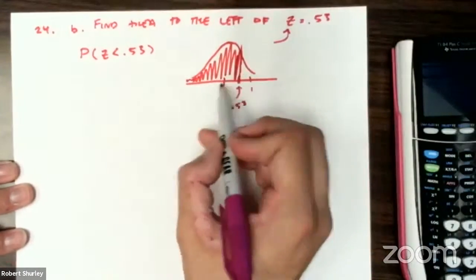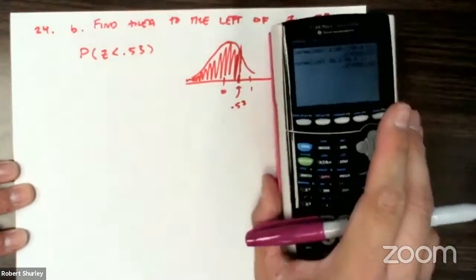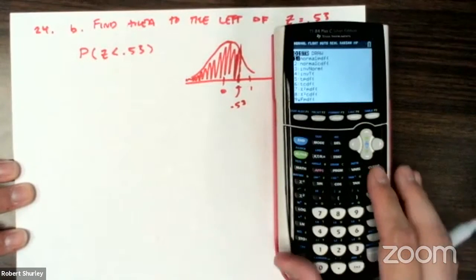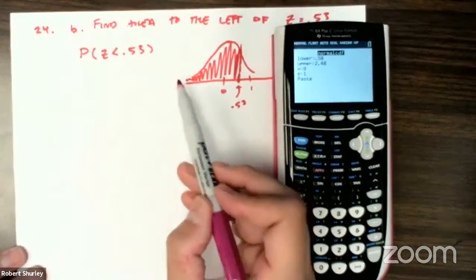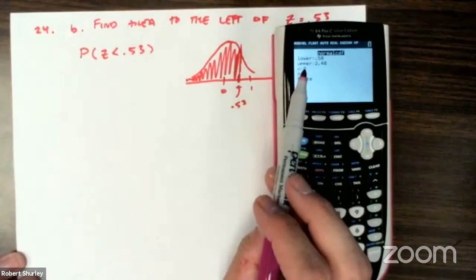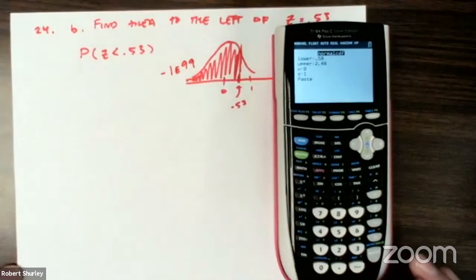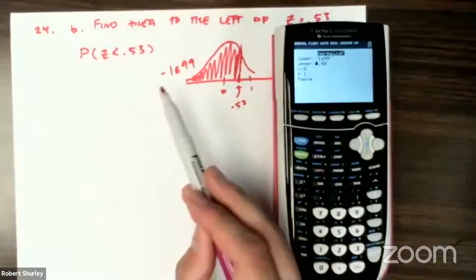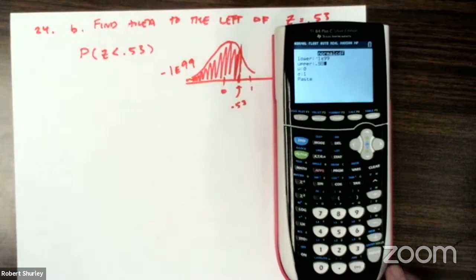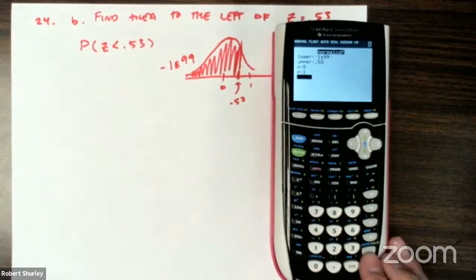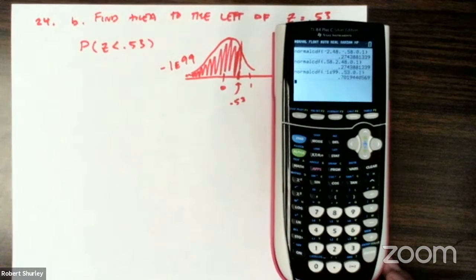I need to do one of these examples in the calculator. If I'm going to use a calculator for this, I would go to second vars, normal CDF. But now, to the left, we're going to use negative infinity. To do negative infinity, you're going to do negative 1 E99. But then the upper bound is 0.53. Still 0 and 1. We'll get to when that changes next lecture. Boom, 0.7019.